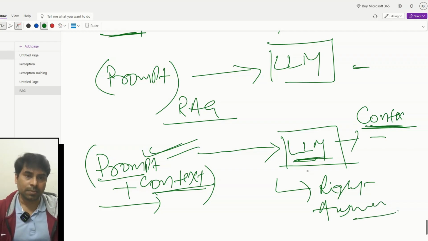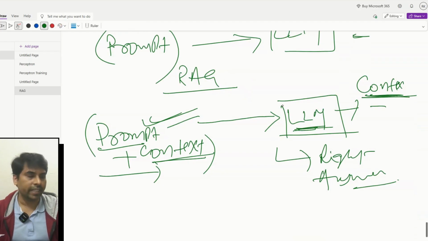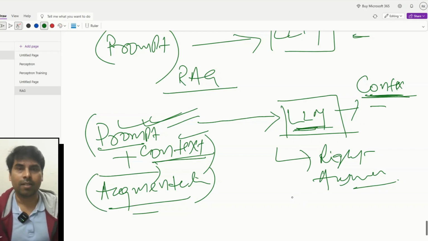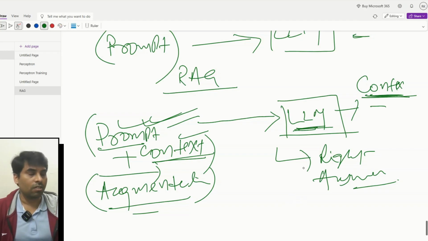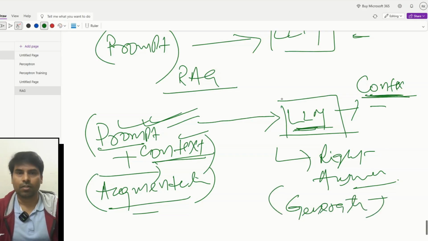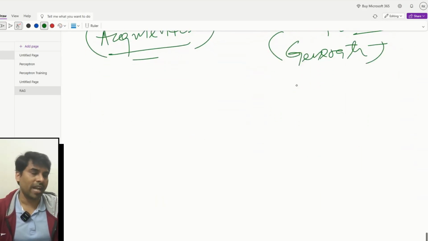Now this process is called generation. The process where you are augmenting the prompt with the context is called augmentation. And once you pass the right context, the LLM is generating something, because this is the job of the LLM, to generate something. So this is called generation. There are three steps now. I hope you're able to understand how RAG works.